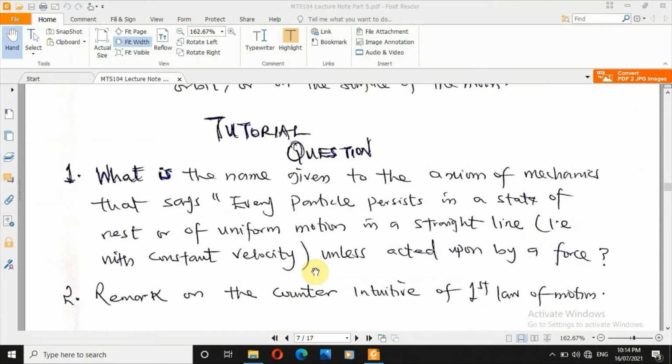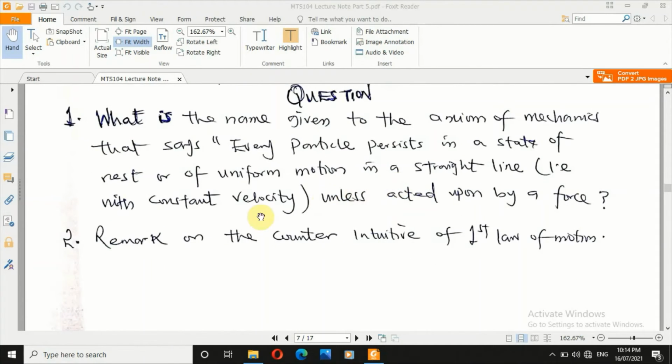So let's take a look at this tutorial question now. What is the name given to the axiom of mechanics that says every particle persists in a state of rest or of uniform motion in a straight line, that is with constant velocity, unless acted upon by a force? What is that name? The name is called inertia.